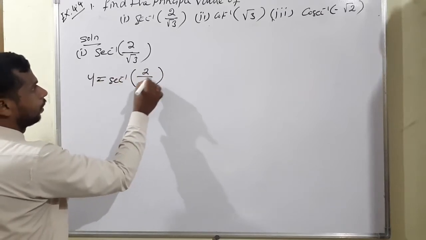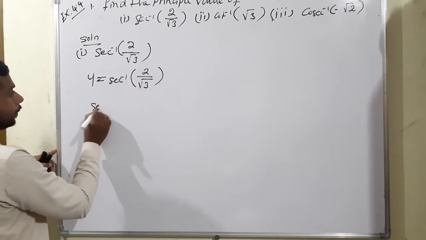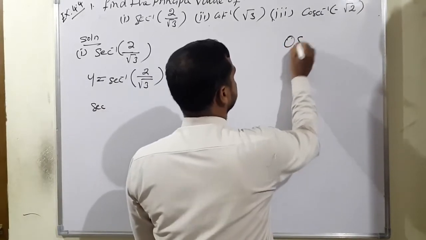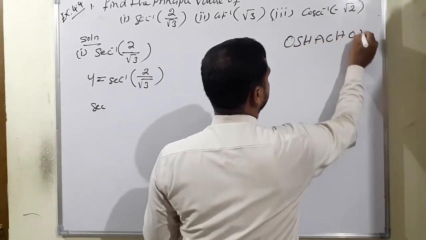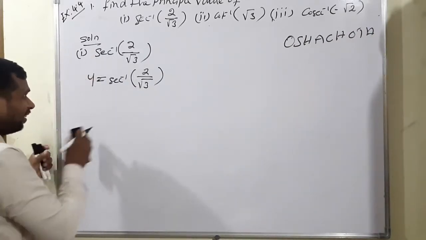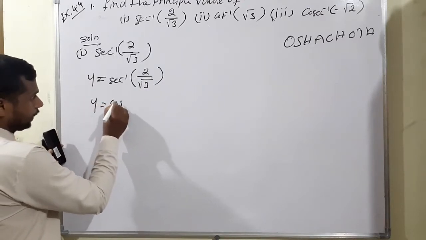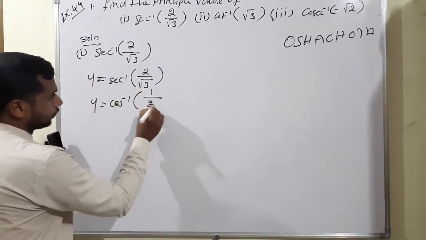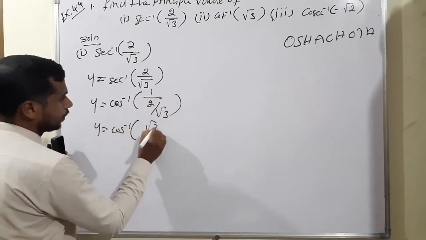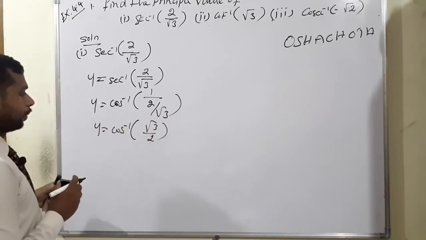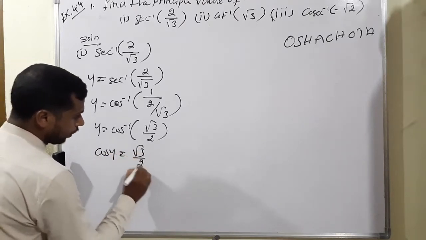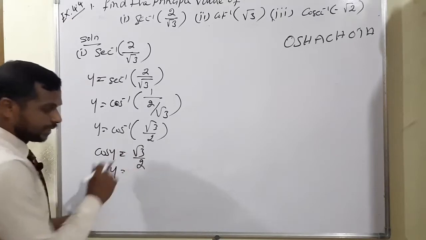Secant inverse, according to the OSA CHOTA rule, means the reciprocal of cos. So we can write y is equal to cos inverse of 1 by 2 by root 3, so y is equal to cos inverse of root 3 by 2. So cos y is equal to root 3 by 2. This is a positive value.